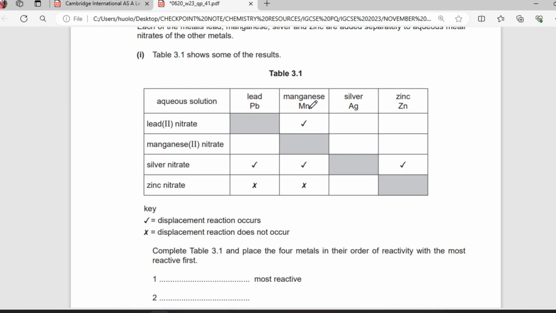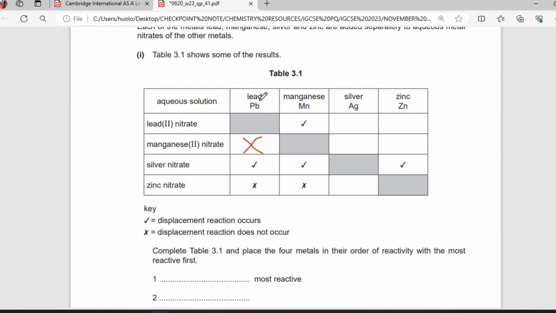Now if manganese is more reactive than lead, then taking lead and putting it in manganese(II) nitrate, we don't expect a reaction to take place because lead is less reactive than manganese. So what we expect is to see a cross. Okay, no reaction takes place.